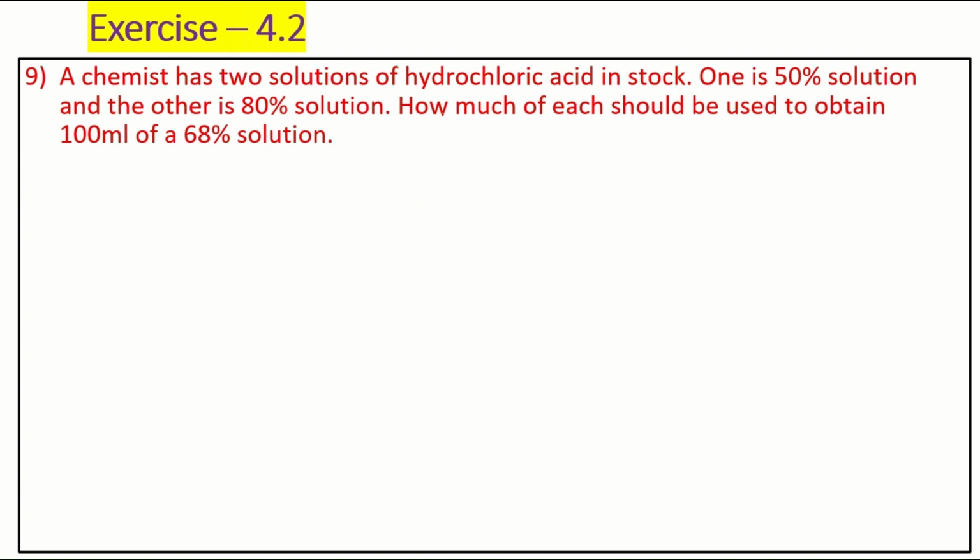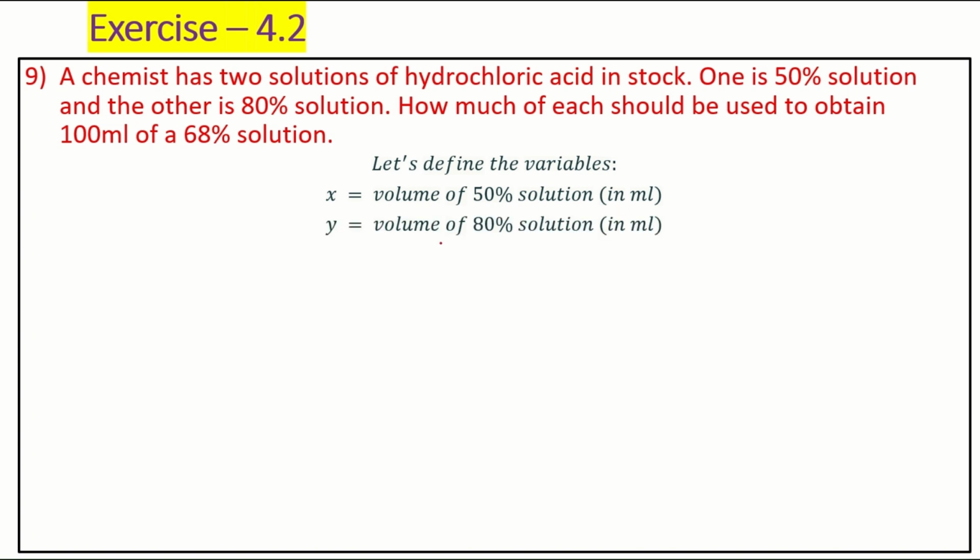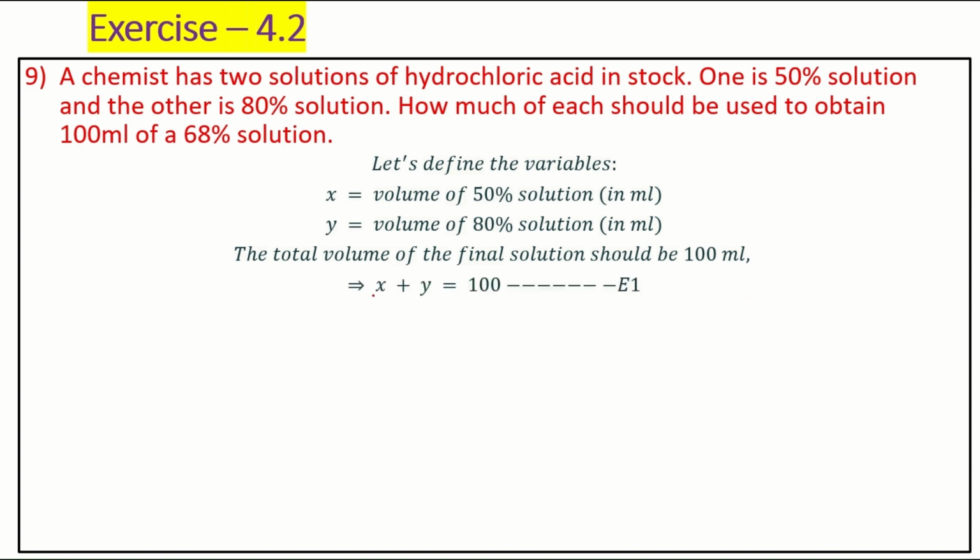The chemist has two solutions of hydrochloric acid in stock. One is a 50% solution and the other is an 80% solution. How much of each should be used to obtain 100 ml of 68% solution? Okay, let's define the variables first. x equal to volume of 50% solution required. y is equal to volume of 80% solution required. Now x plus y is equal to 100 because the final solution should be 100 ml. So x plus y equal to 100. This is your first equation.